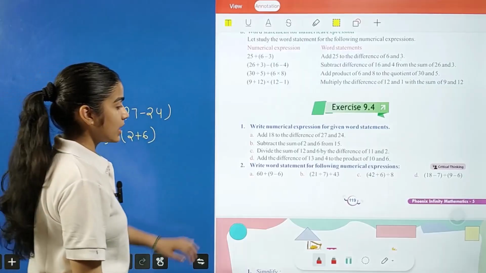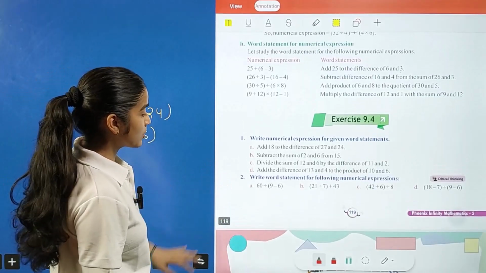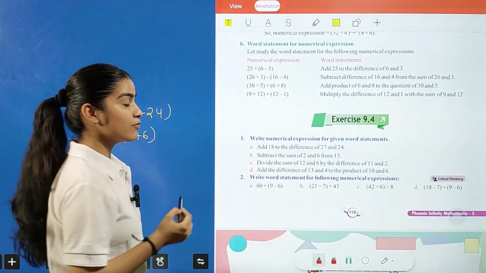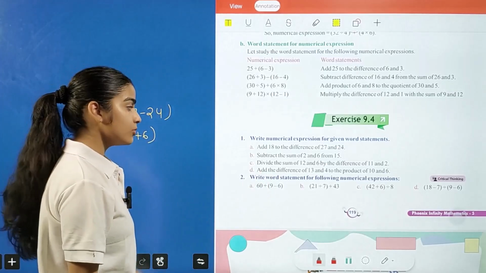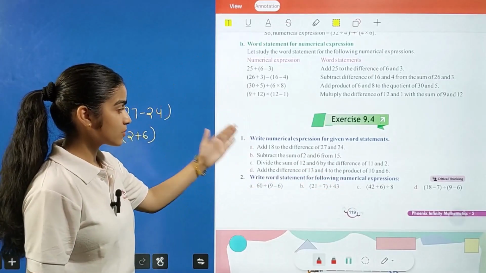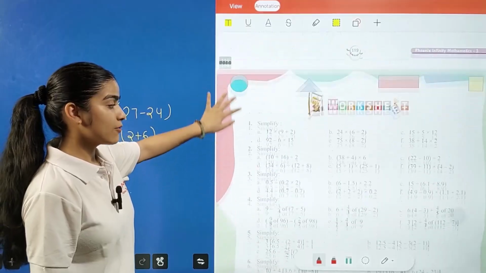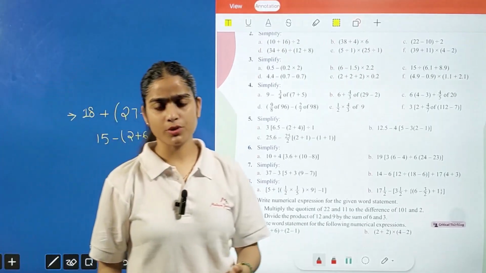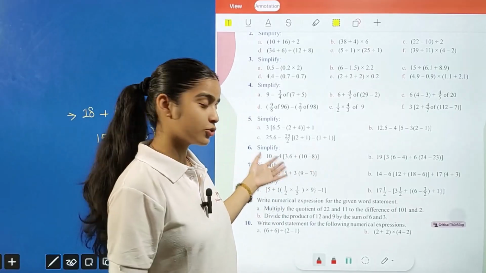Okay, students, now write word statements for the following numerical expressions. So here we have add 60 to the difference of 9 and 6. So similarly, you can do the rest of the parts you have. You can write their statements, you can write their expressions. And after this, you have your worksheet where you have a combination of questions which you already did in your exercise. So you can simply solve this worksheet on your own.